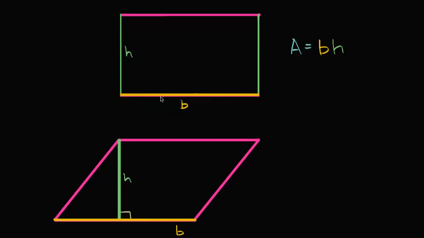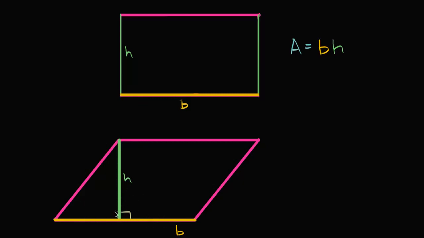We know that we can find the area of a rectangle by multiplying the base times the height. The area of a rectangle is equal to base times height. In another video, we saw that if we're looking at the area of a parallelogram, and we also know the length of a base, and we know its height, that the area is still going to be base times height.